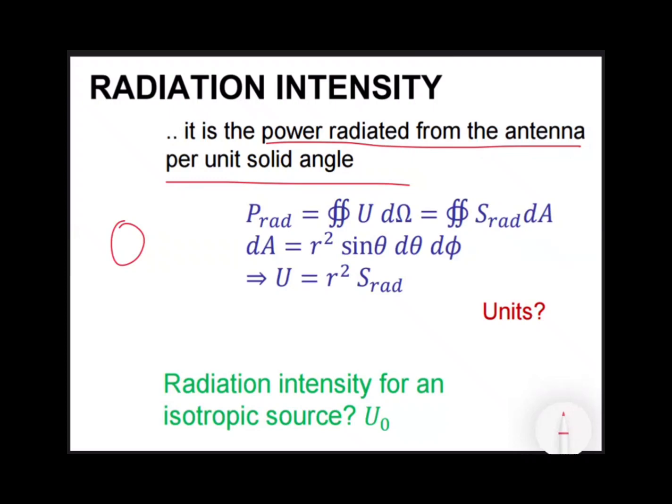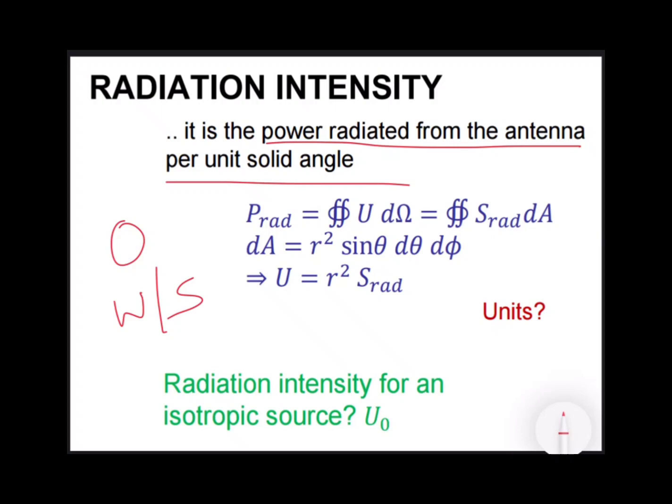And the unit for this radiation intensity is watts per steradian. Watts per steradian is the unit for radiation intensity. And the radiation intensity always depends upon what type of source it is, whether it is an isotropic source or a non-isotropic source.